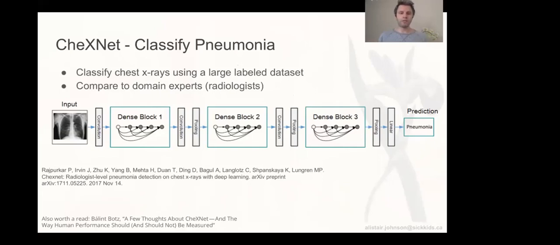Okay, so we have data and we have models, and this is basically what led to a paper called CheXNet a few years ago, where they took the NIH data set of chest X-rays, classified them into pneumonia or not pneumonia, and used a DenseNet. This was a very exciting paper because it purported to do as well as radiologists in classifying these chest X-rays. Now, there are a lot of caveats when you say you're as good as a domain expert, and I highly recommend reading the blog post that I linked to at the bottom, which talks about how you should actually evaluate humans when comparing to your algorithm.